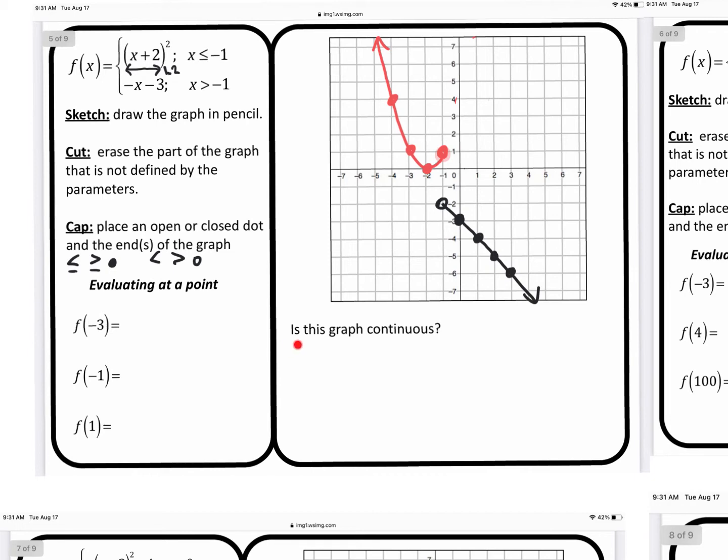And the question is, is the graph continuous? Well, the graph's not continuous because there's going to be a break in the graph. That means going from this point to this point, right at that -1, if the graphs were connected here or here, then it would be continuous, but not so much. There's a break in the graph. And so it's going to be no.